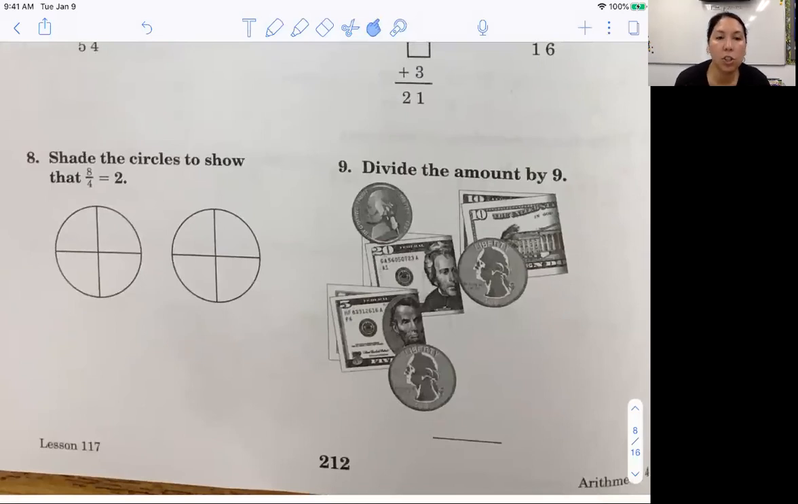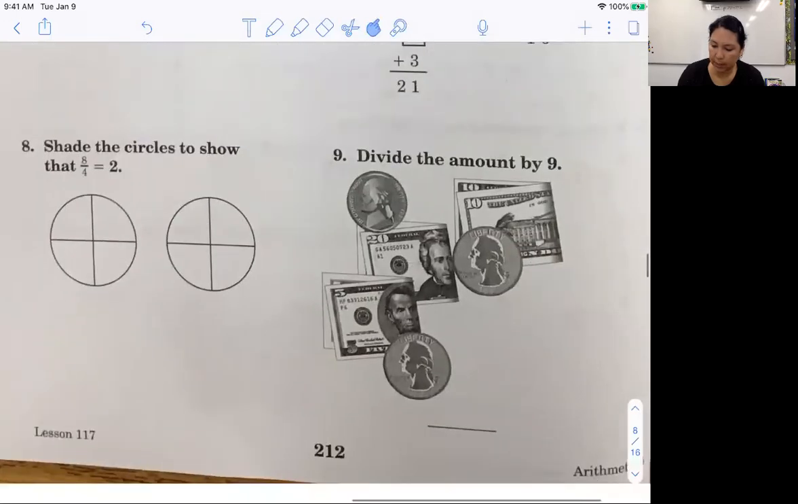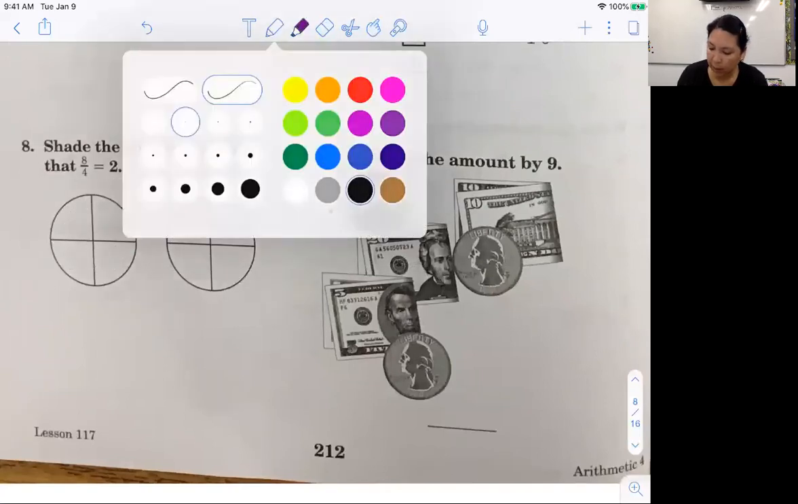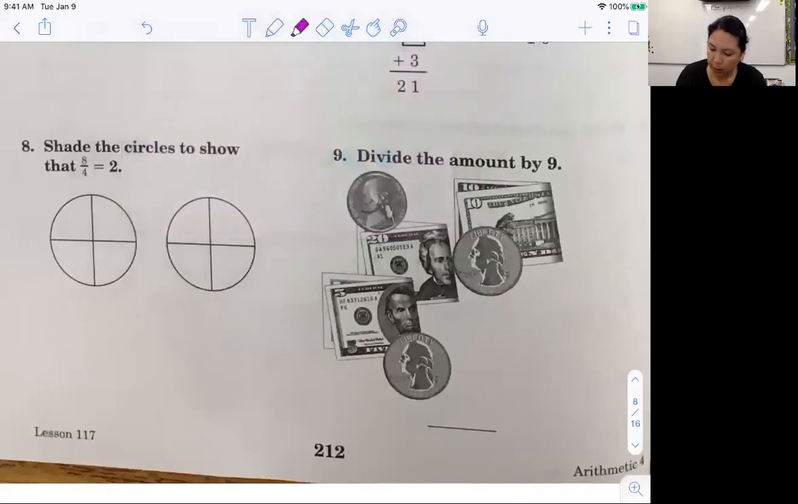Shade the circles to show that 8/4 equals 2. So see how each of those circles is already cut into 4 pieces? Let's see, 1, 2, 3, 4, 1, 2, 3, 4. These are already cut into fourths, right? So they want us to fill in 8 of those 4 pieces. You can pick any color that you want. I'm gonna do purple. Okay, 1, 2, 3, 4, 5, 6, 7, 8.